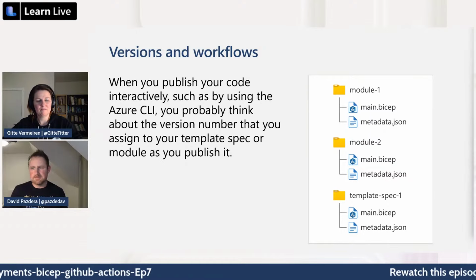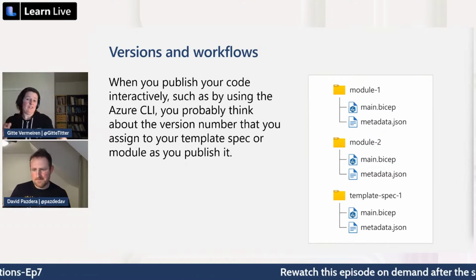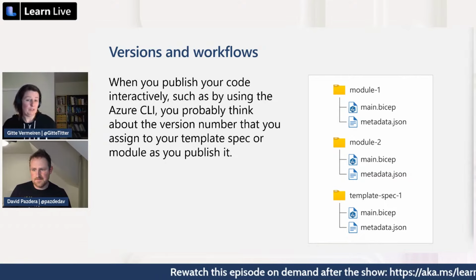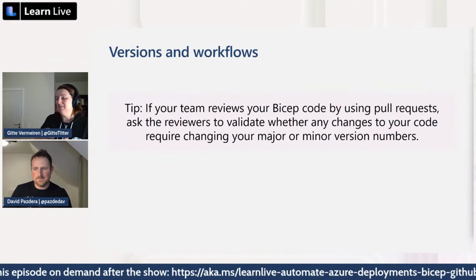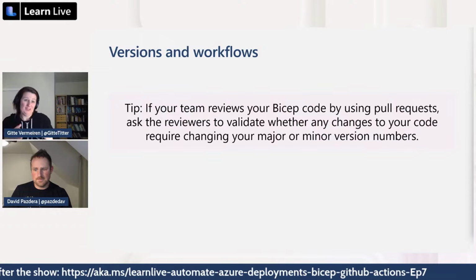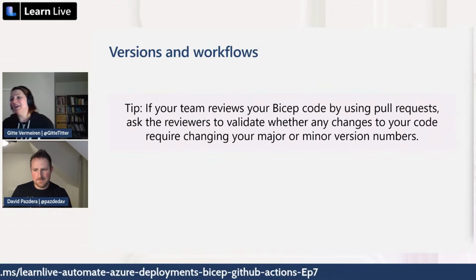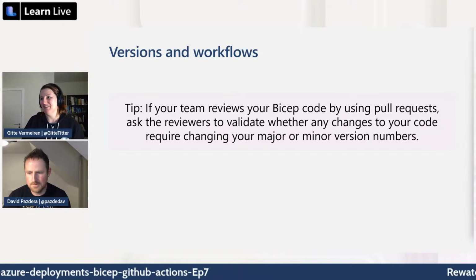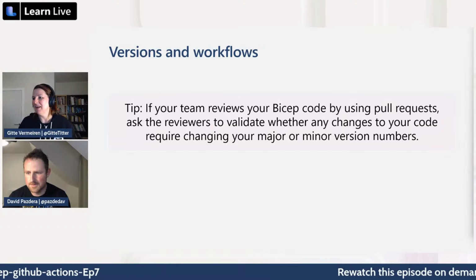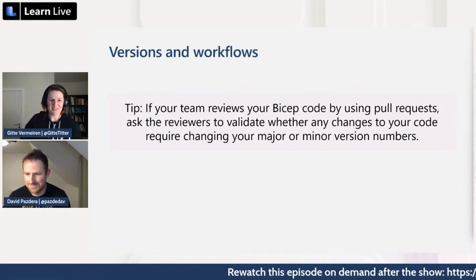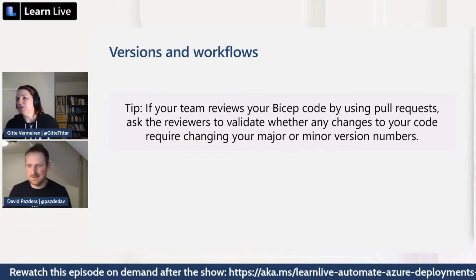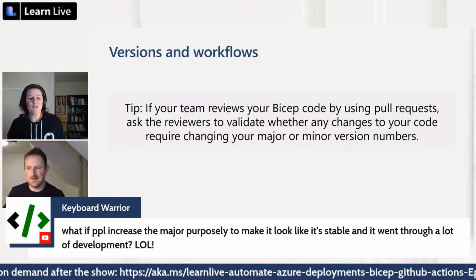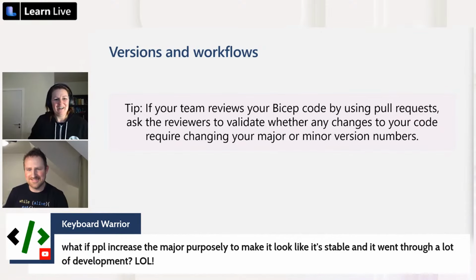You can have that, but then you need to maintain several pipeline files, which also brings some additional complexity or potential challenges. Yeah, and to be honest, I think there's a very elegant solution to that problem of the versioning. One additional thing you may do, and this may also answer one of the questions that we've had from the chat. The question is coming from Keyboard Warrior. So hi, Keyboard Warrior, which is, what if people increase that major number purposely to make it look like it's stable, and then they still do a whole lot of development on it? Well, that's actually not such a good practice.